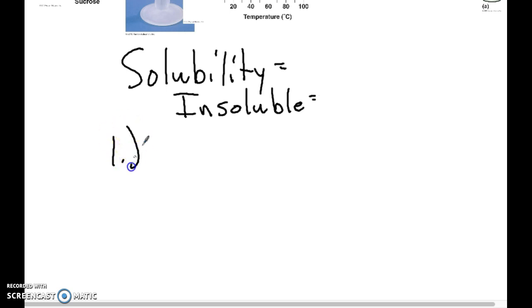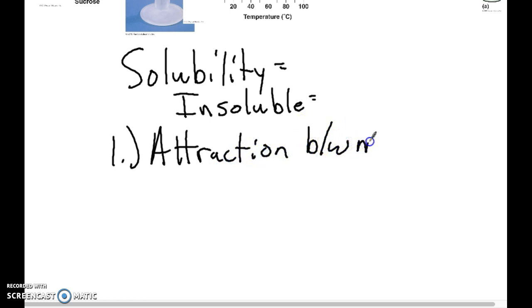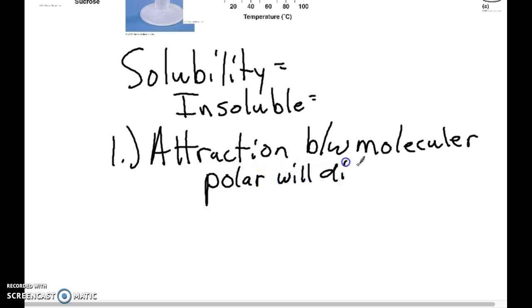First thing, it depends on the attraction between the molecules. And this is what we talked about before. In an earlier chapter, polar molecules will dissolve other polar molecules. And the stronger their attraction to each other, the positive and negative charges, the better it will dissolve, and it will be more and more soluble.